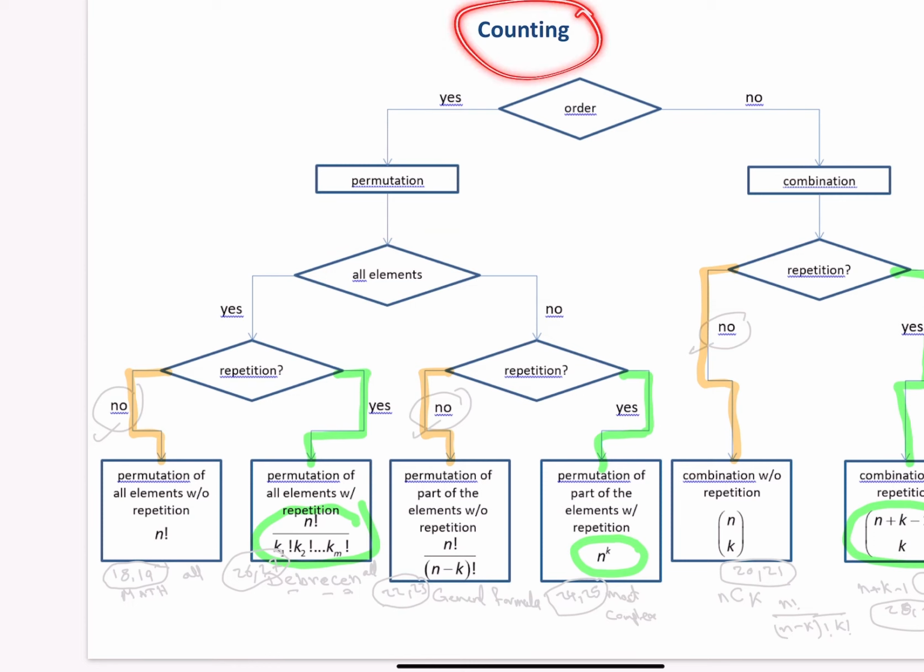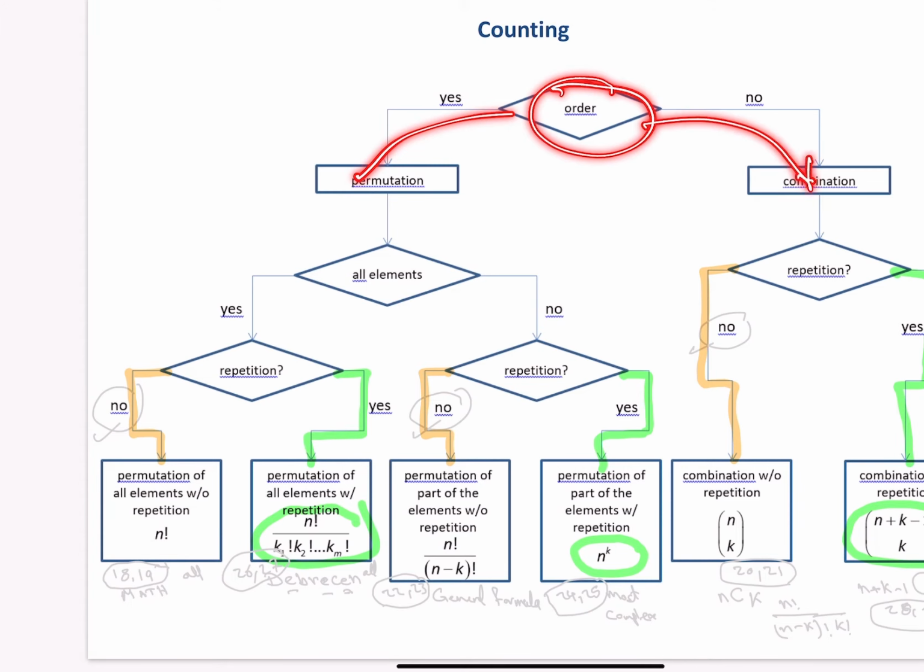So for counting, is the order important? If the answer is yes, we go to permutation. Straightforward. If the order doesn't matter, it's not important, there is no difference, no different amount will be given here or there, so it is combination. This is just in summary what we'll discuss. Order matters, go to permutation. Order doesn't matter, go to combination.